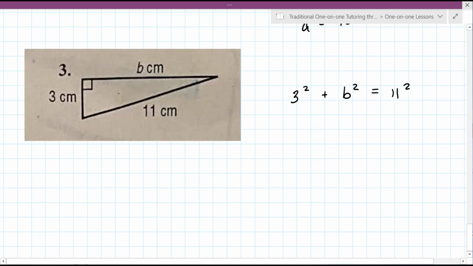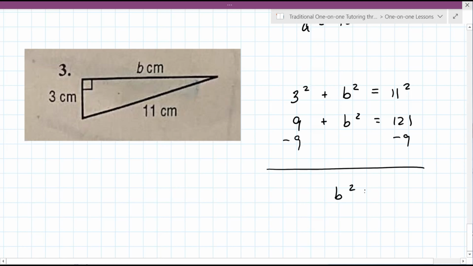Okay, so wait, 3 squared is 9, and 11 squared is 121, right? That's right. And then this time you subtract 9 from both sides. Yeah. So b squared equals 112.